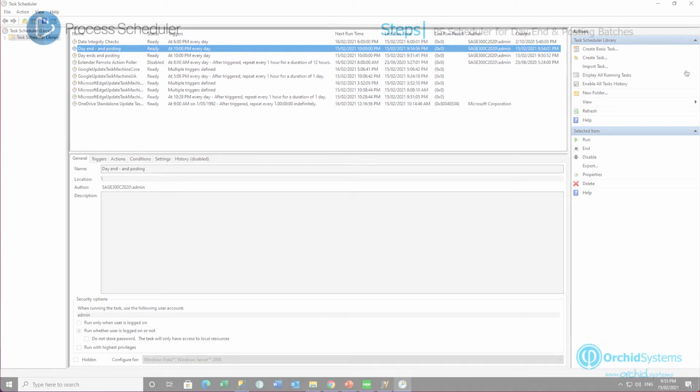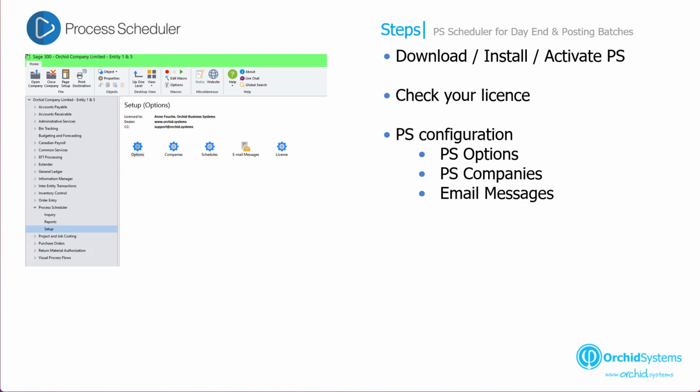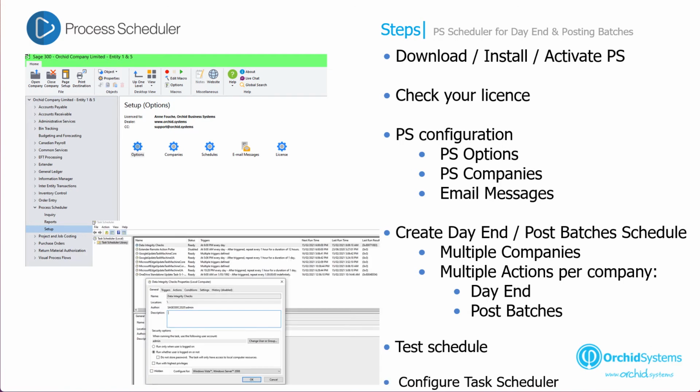We have just seen how to download, install, and activate Process Scheduler, how to check the license. We've run through the configuration of Process Scheduler options, Process Scheduler companies, and the email messages needed. And then we created a day-end schedule to run across 3 companies that ran the day-end and posted the resulting day-end batches. And then we saw how to test the schedule and how to configure the Windows Task Scheduler to schedule this on a set schedule.